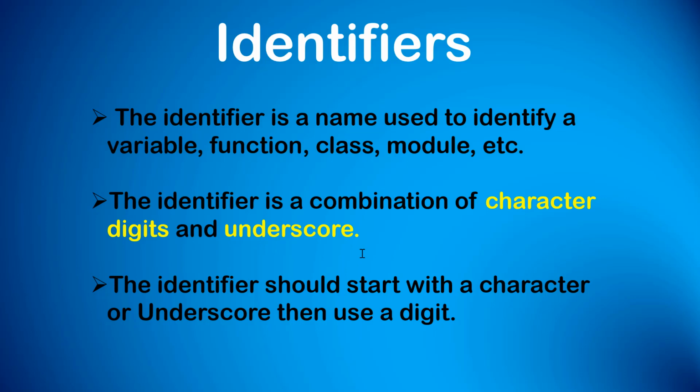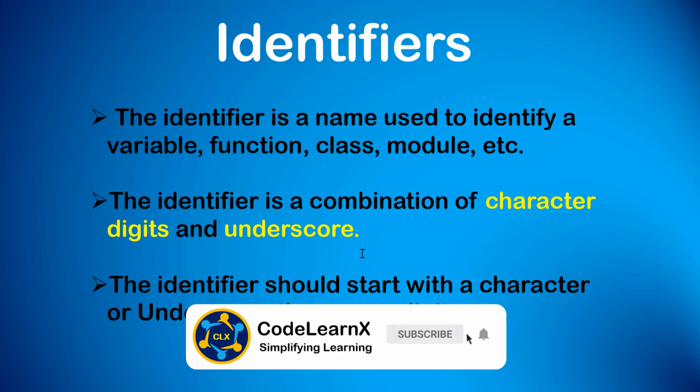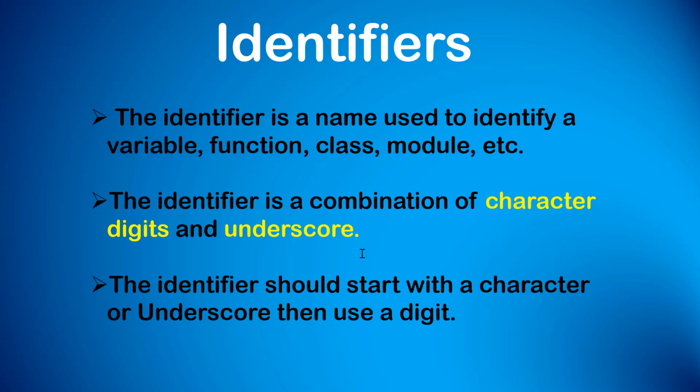In every programming language there are certain rules for creating identifiers, and in Python also we have certain rules. An identifier is a combination of characters, digits and underscore. We have characters, the alphabets A to Z, in small and capital case, so we can use those 26 characters. In digits we can use 0 to 9, and only one special character is allowed for the creation of an identifier, that is underscore. No special character other than underscore is allowed.